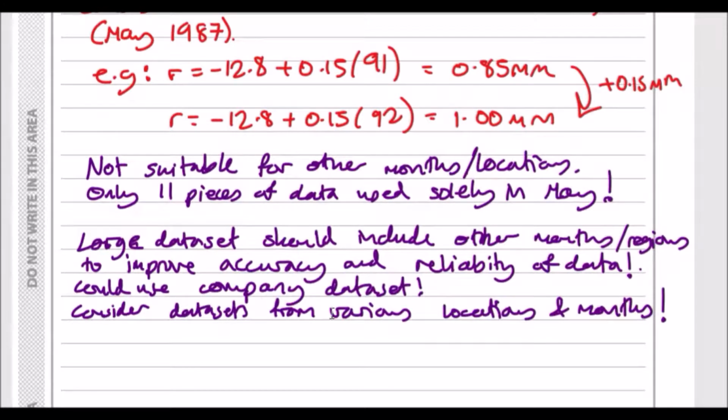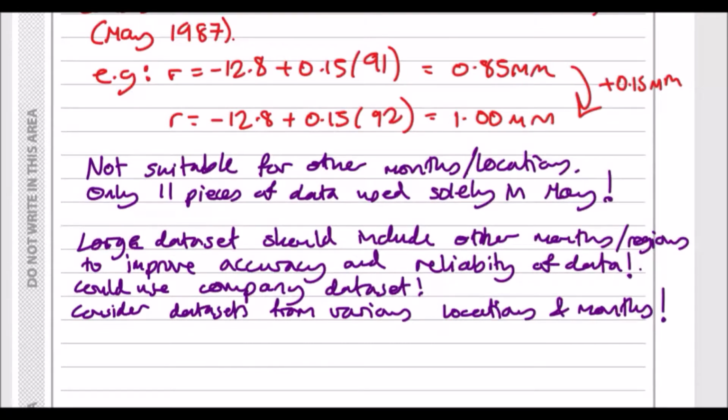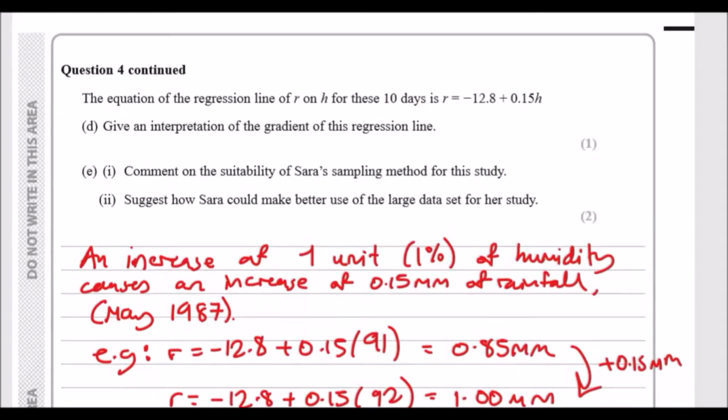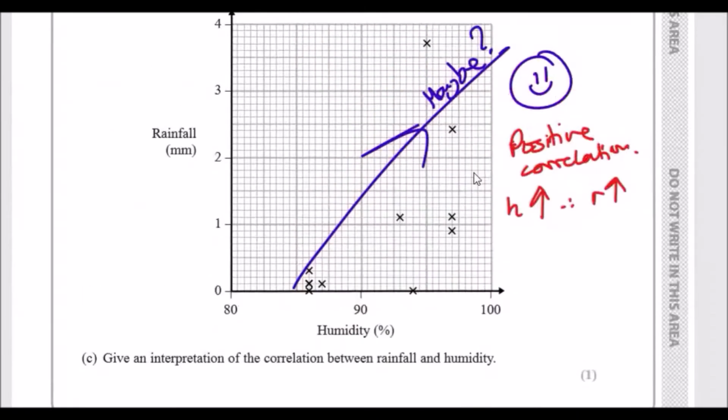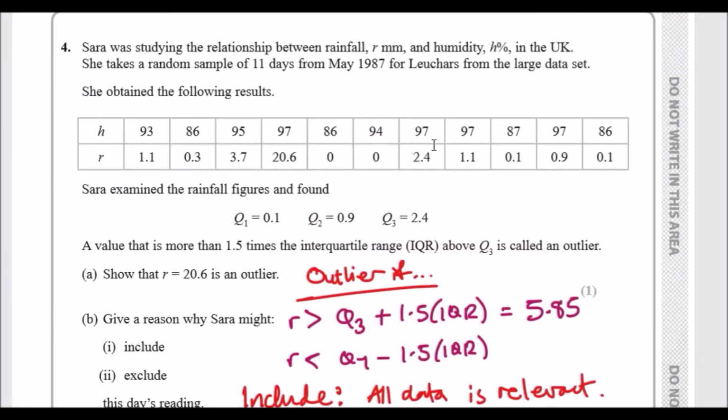She could use the company's data set, of course a large data set, and consider data from various locations and months. That's literally all you need to do. And because it's only 2 marks, this should give you at least 2 marks. If you guys have any questions on this, feel free to drop me a comment, because this is all theoretical. We're not really doing any proper maths here. This is all your understanding of correlation and regression. That's really all it is.